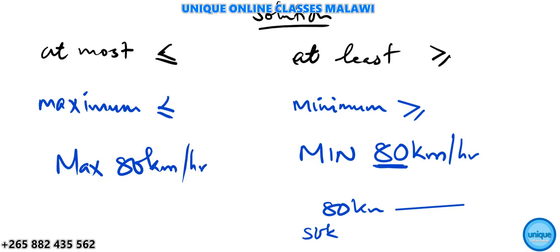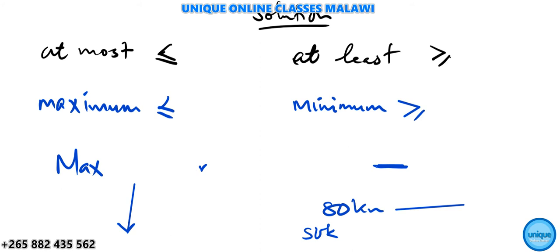What it means is that if you drive beyond this, you are breaking the law. 80 kilometers per hour is the maximum speed which you are supposed to drive on that road. It is recommended to move below that maximum speed. So that is the meaning of these terms. Let's go back to our task.